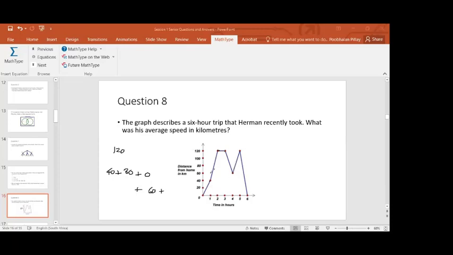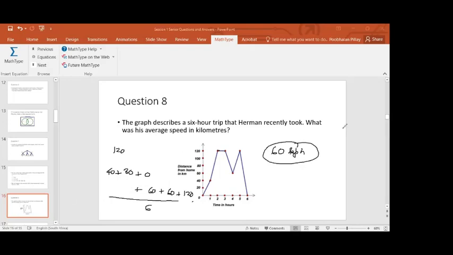In the fifth hour, he travels another 60, from 60 to 120. And in the last hour, he travels 120 kilometers. So he travels various distances in different hours, so he's getting various average speeds. But this total average speed will be, you add up all these distances and divide by 6, because he's going through 6 hours. So if you add up all these things, you get 360 in total, so it's 60 kilometers per hour. That is his average speed.